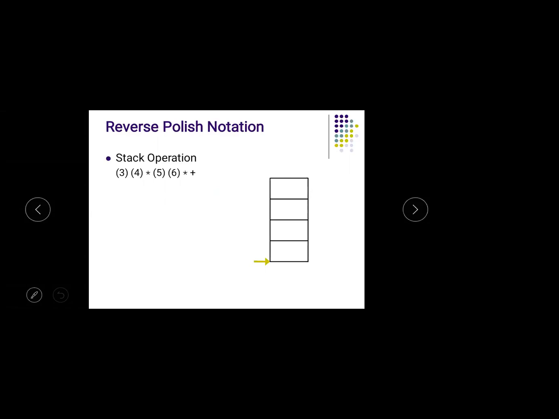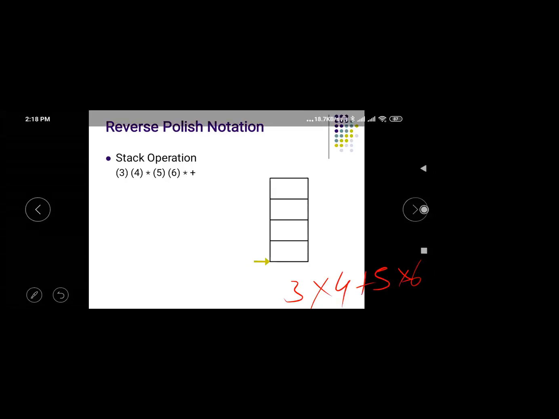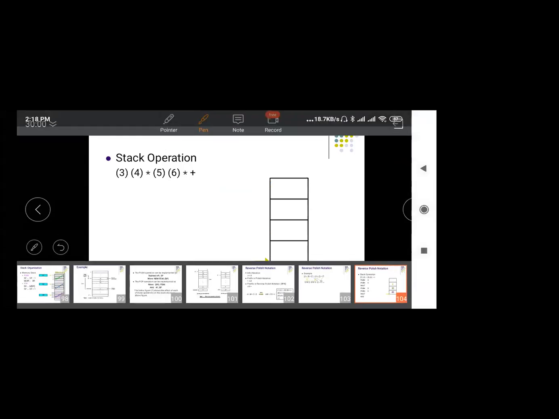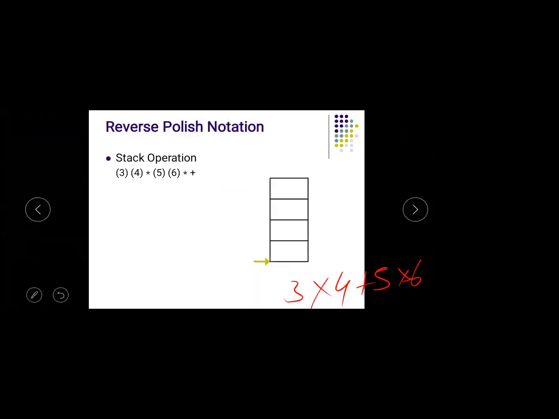And 3 4, you have to perform 3 into 4 plus 5 into 6. You have to perform it like in infix notation, 3 into 4 plus 5 into 6. First this is converted into RPN notation: 3 4 star 5 6 star plus.